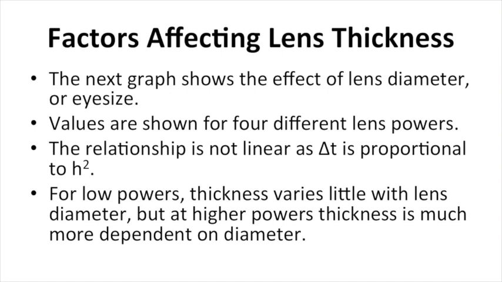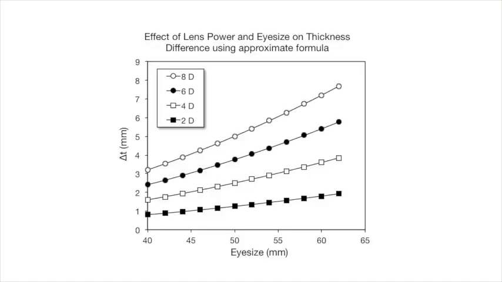So now let's think about what happens when we vary lens diameter or eye size. We're going to look at values of delta T, or difference in lens thickness, for 4 different lens powers. And one thing you'll notice on these next graphs is that the relationship is not linear. That's because delta T is proportional to h squared.